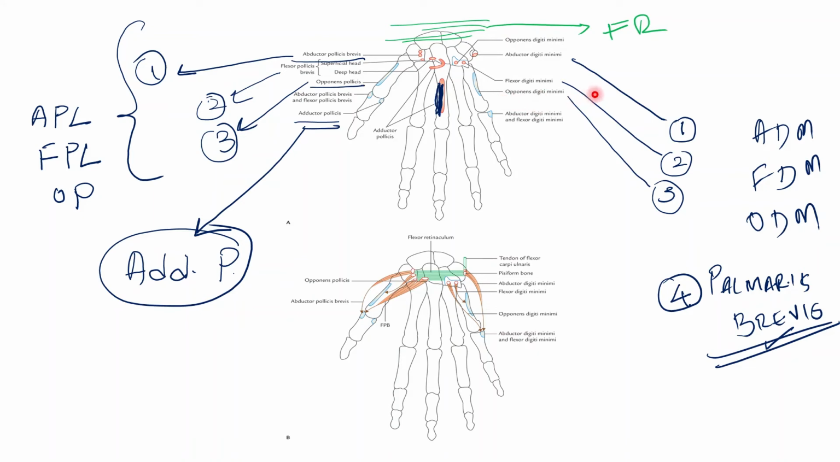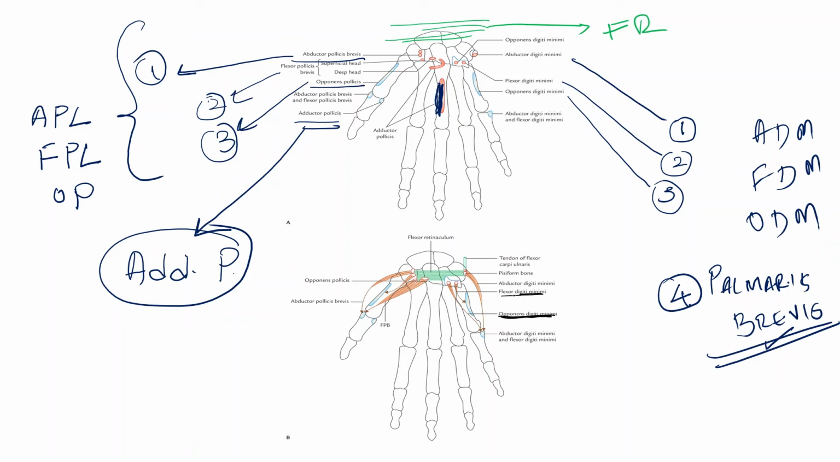Moving on to the opponens digiti minimi. Yes, the opponens digiti minimi takes its origin, as I have already told, from the flexor retinaculum and the hamate bone. The flexor retinaculum and the hook of the hamate give attachment to the opponens digiti minimi. This opponens digiti minimi gets inserted onto the shaft of the fifth metacarpal bone.